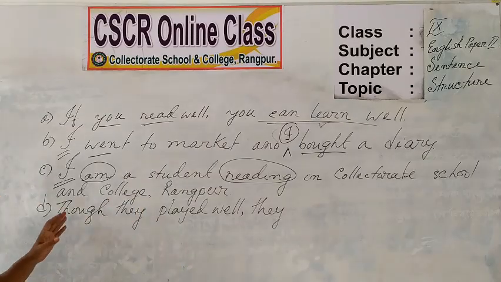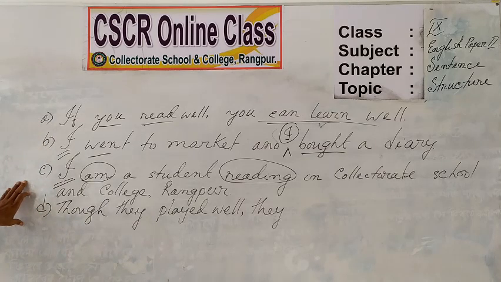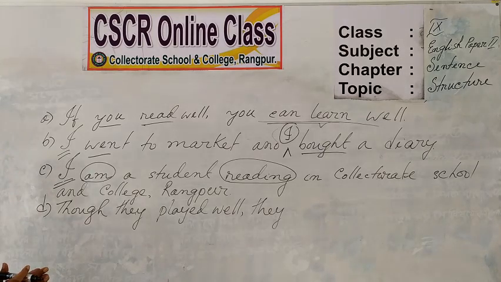Yes, dear students, how can we define various sentences according to structure? First, A. Here there are two subjects, you and again you, and two finite verbs, read and again can learn. So there are two parts: if you read well, another part you can learn well. There are two subjects and two finite verbs in the sentence. So what can we say? Is it a compound or complex sentence?